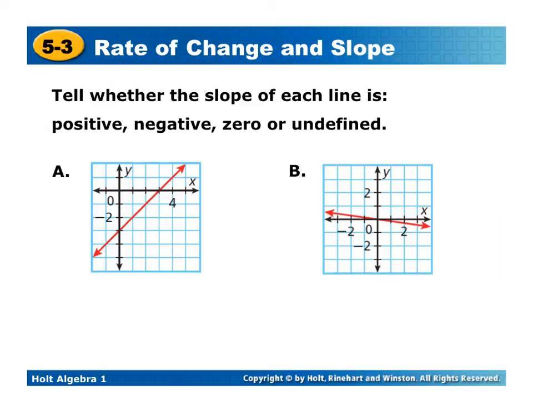Okay, it's quiz time for you. Go ahead and pause the video, see if you can tell if these are positive, negative, 0, or undefined slope. On this first one, if you look, we're going uphill as we move left to right, so this would be positive. And the next one, even though it's very, very little, it's still a negative slope because it's going downhill as it moves left to right.